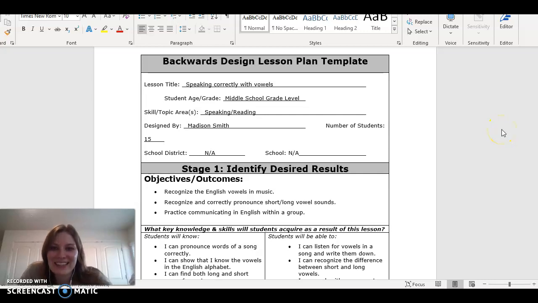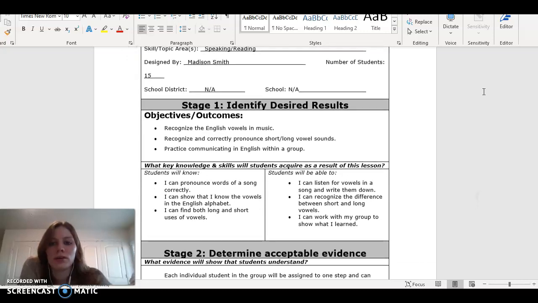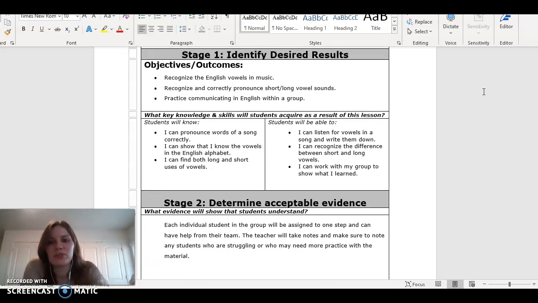Hi, so this is my lesson design for the speaking and reading standards. Basically, my objective and outcomes for this particular lesson are to recognize the English vowels in music, recognize and correctly pronounce short and long vowel sounds, and practice communicating in English within a group.